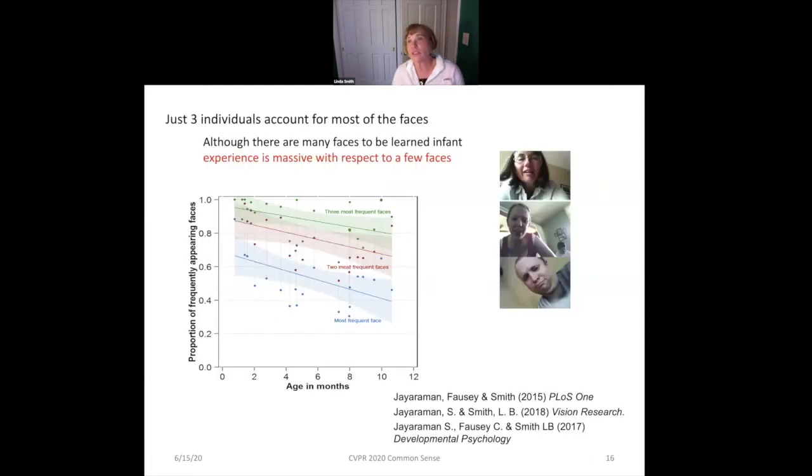It's not just sippy cups. Everything in babies' everyday worlds is organized like this. For example, this is the frequency of faces in babies' views from 0 to 12 months. What I'm showing on the y-axis here is the proportion of frequently appearing faces. So how many faces do you need to account for all the faces recorded in a day for these babies? Over the first year of life, you only need 3 faces.